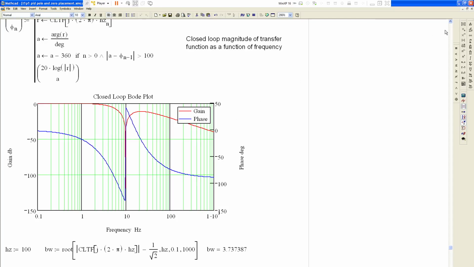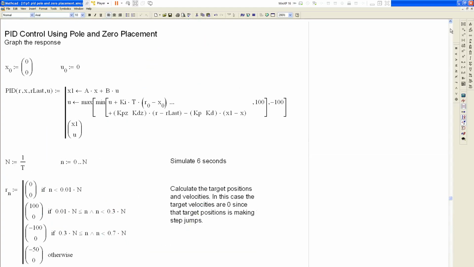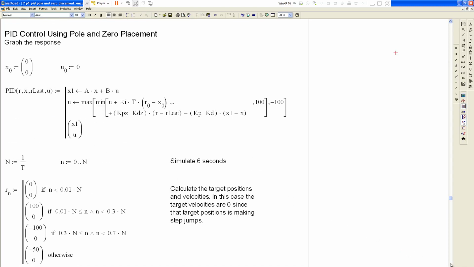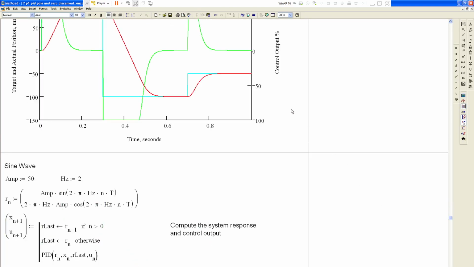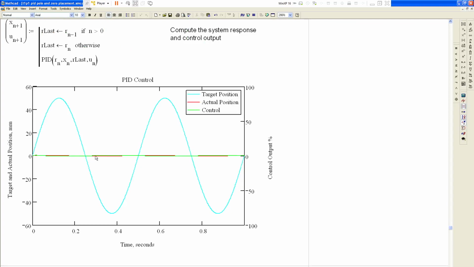Now let's do something interesting here. Let's make the notch filter at 2 hertz, which is where the frequency of the sine wave happens to be. So let's make it 2 hertz, and see, it doesn't affect the step jump at all, but the sine wave, it pretty much knocks out the response for the actual target position, or the actual position and actual velocity.